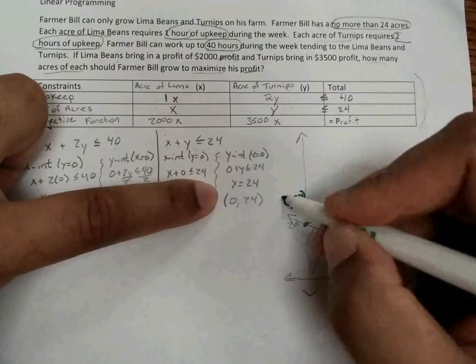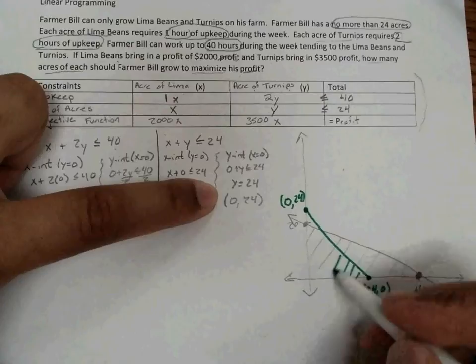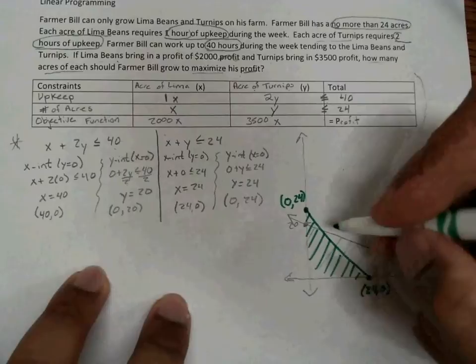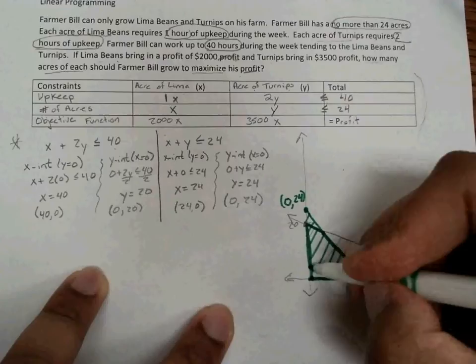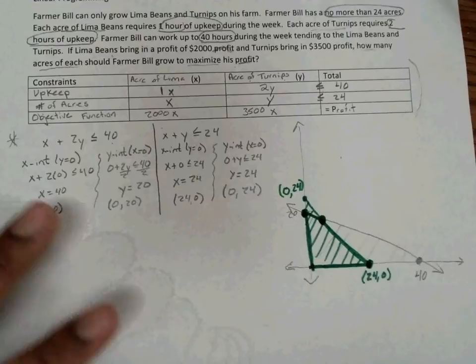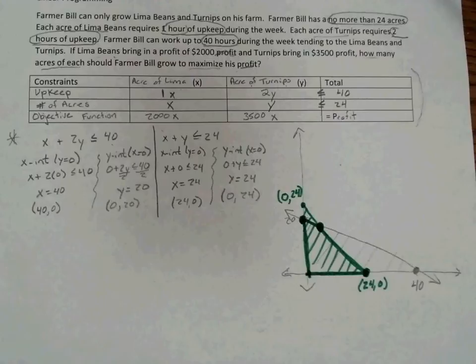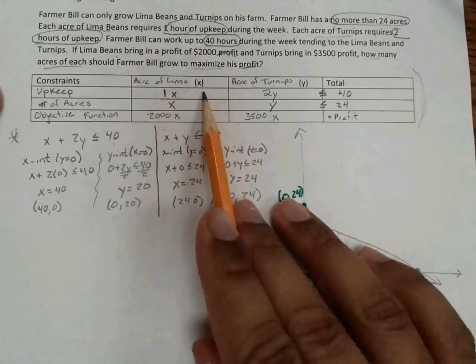Then we're going to shade. So our feasible region of our solution is going to be this area here. So we have three vertices. We actually have four of them. But since we're trying to maximize profit, we know we would not make any money if we didn't grow any lima beans or any acres. So we're going to worry about these three points.